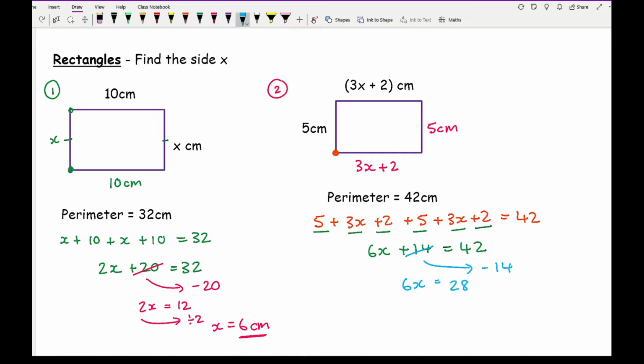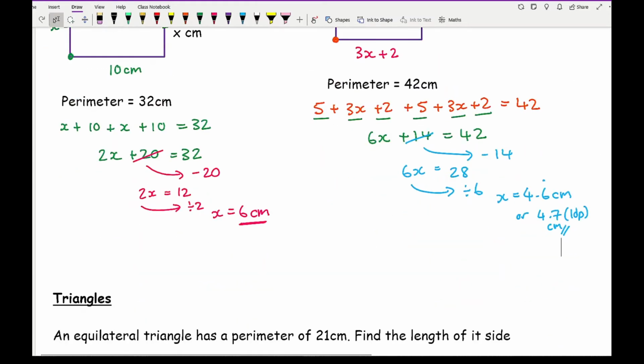And then all I then need to do is divide that by 6, and what I end up with is 28 divided by 6, which gives me an answer of 4.6 recurring centimeters, or if I want to write it as a decimal, 4.7, and that's to 1 decimal place, and that's in centimeters. So let's have a look at our next shape.